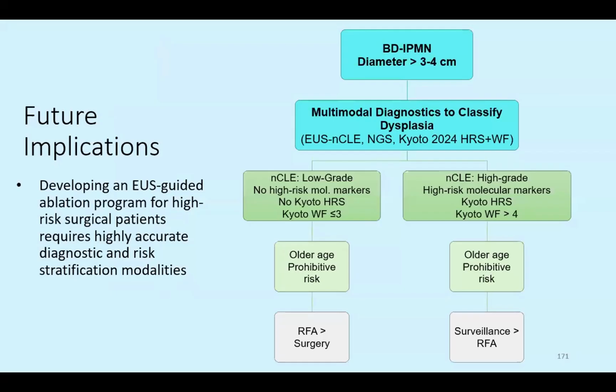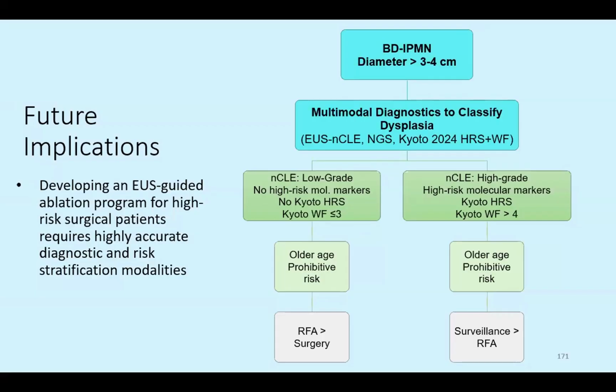Now, why is it so important? Because again, it comes back to that we should not ablate the wrong lesion, meaning we have to be extremely careful about those IPMNs with high-grade dysplasia, because if they do have high-grade dysplasia, they may hide malignancy somewhere inside. And we have to be very careful in establishing the risk profile of the lesion which we're going to ablate.